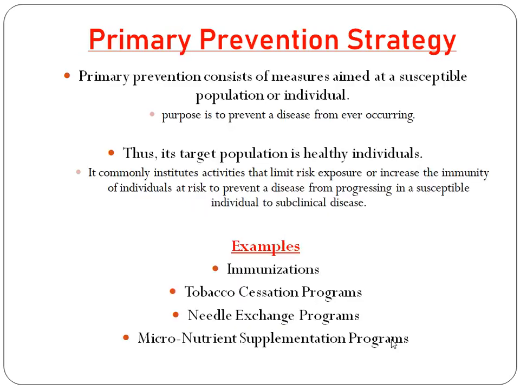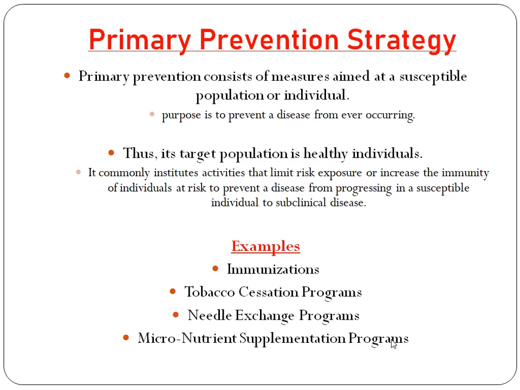So we'll go to the next one. Now, the primary prevention strategy consists of measures aimed at susceptible populations or individuals. Don't forget that the primordial is targeted at underlying diseases. This is targeted at the susceptible population, those who are prone to have a particular disease.